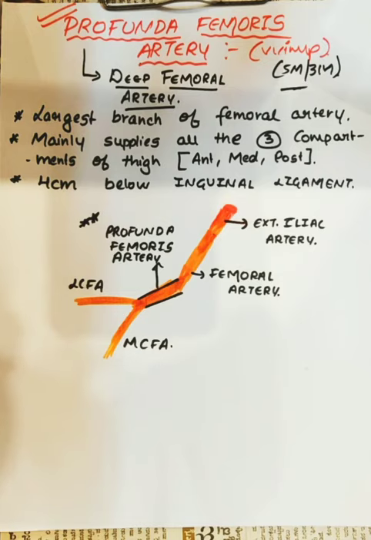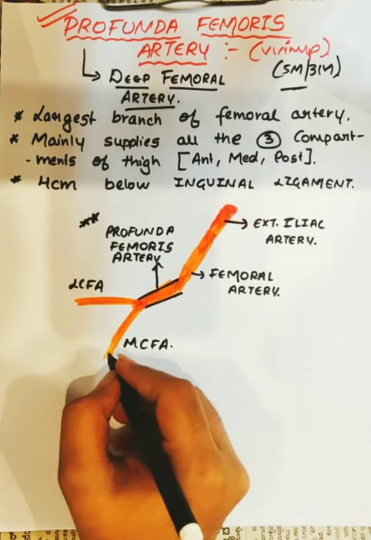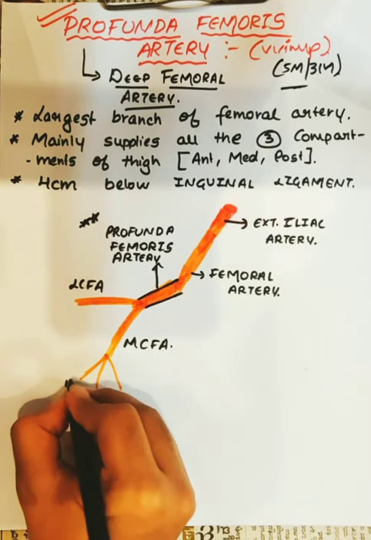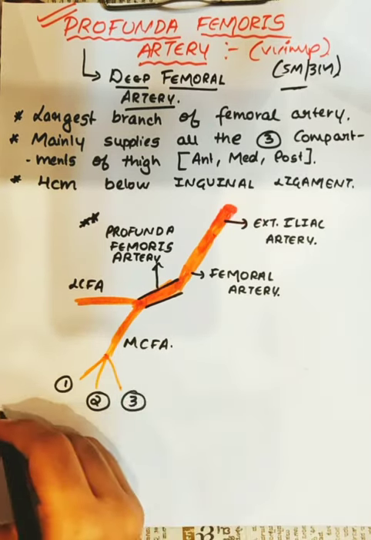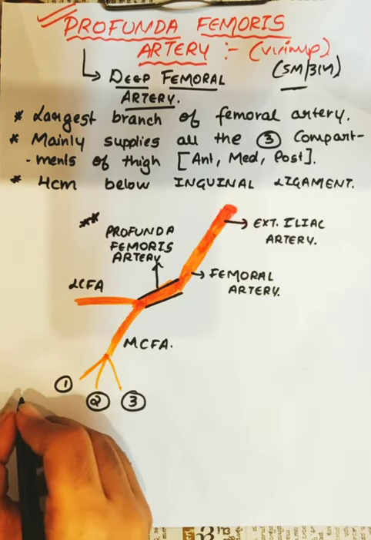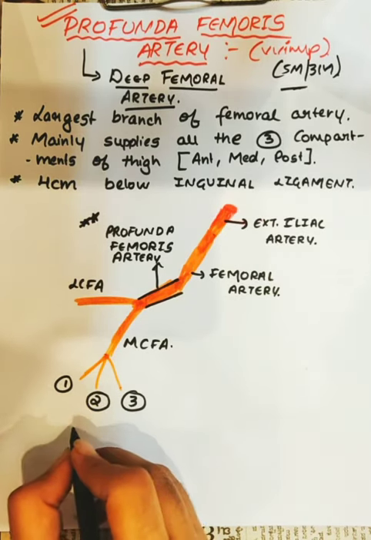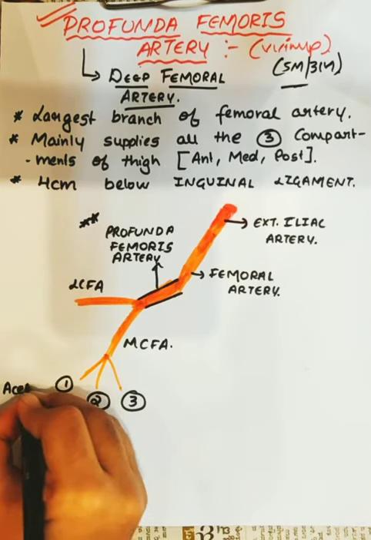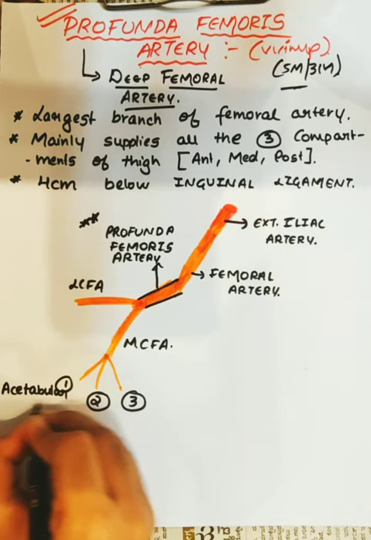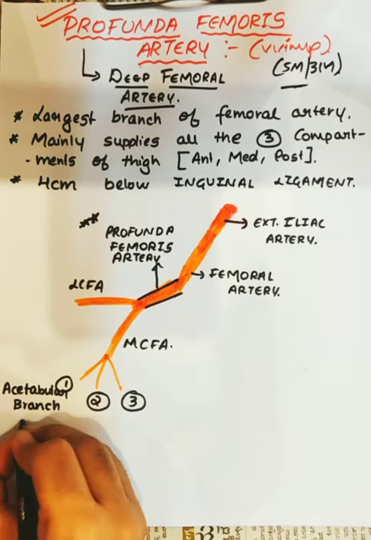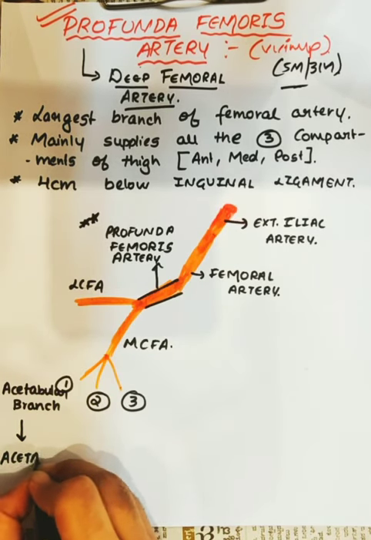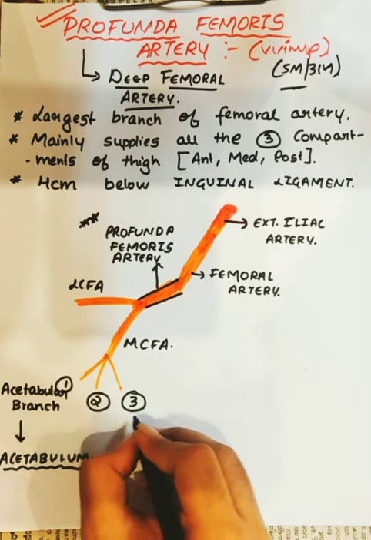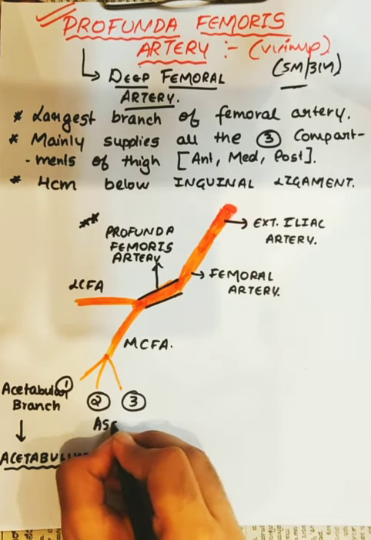Further, this medial circumflex femoral artery gives 3 more branches. You have to note that. First branch is called the acetabular branch, which supplies the acetabulum. Second branch is called the ascending branch. Third branch is called the transverse branch.